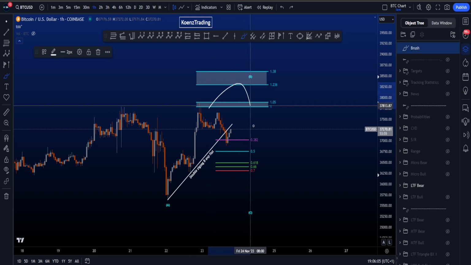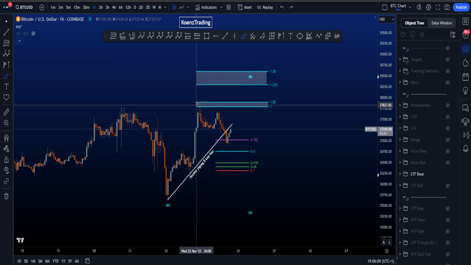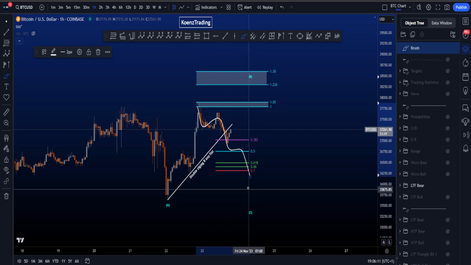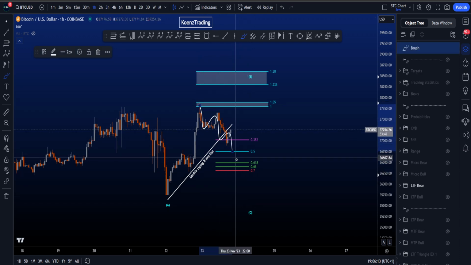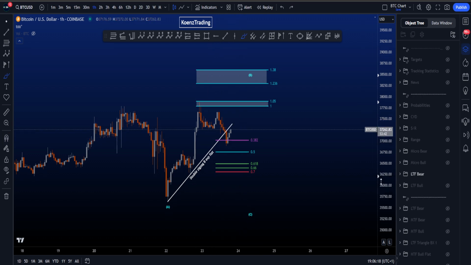You want to see an impulse to the downside, and currently if we look at the market structure over here, you can't really see an impulse to the downside. Lots of overlap, lots of corrective structures, which increases the probabilities to go up once more.